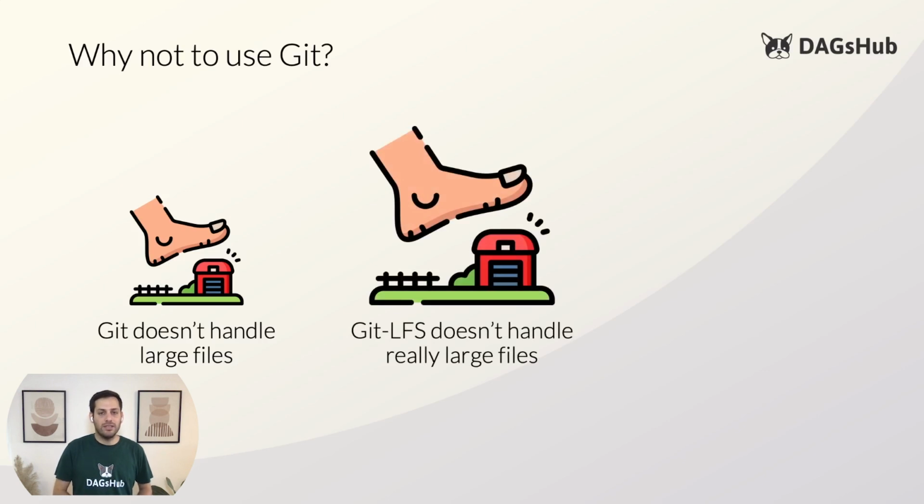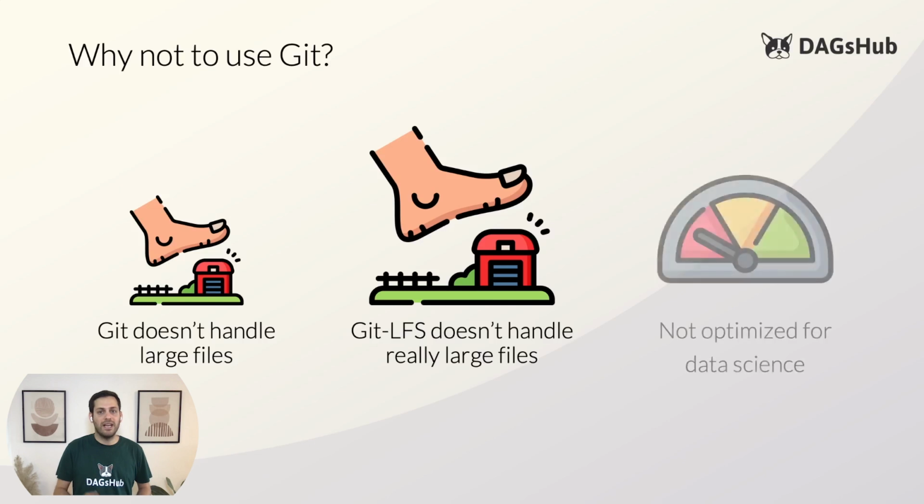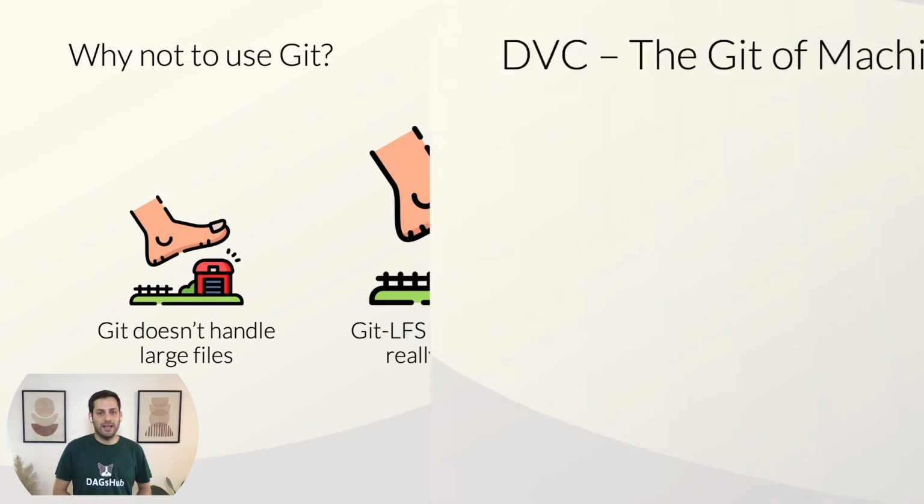And in addition, Git and GitLFS are missing a lot of core features that we as data scientists need, such as create and reproduce a pipeline, import and track data files from different projects, and many more features that DVC has to offer. So what is DVC exactly?